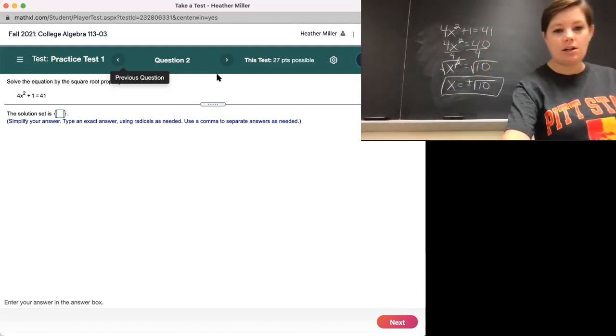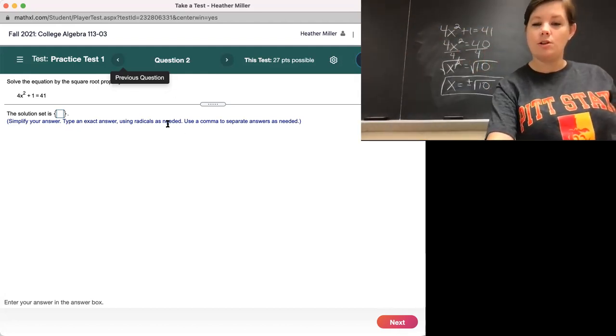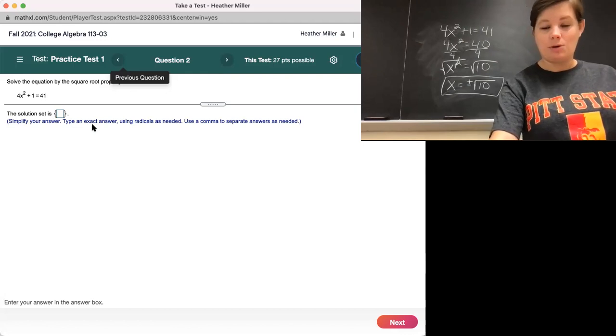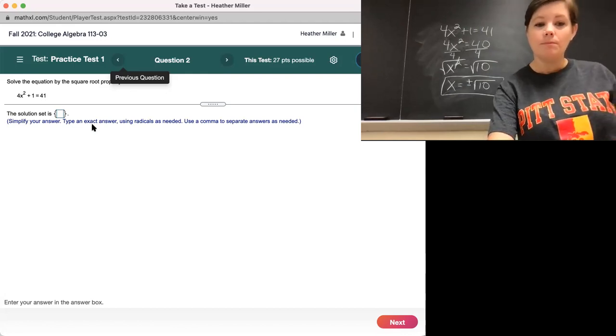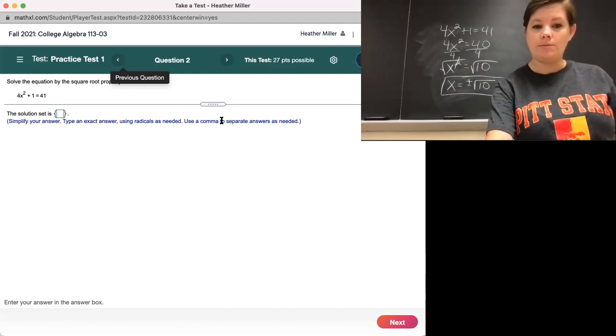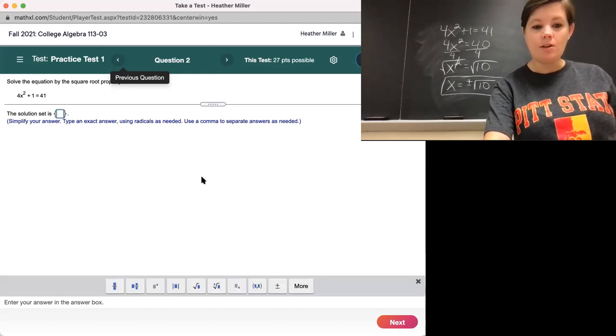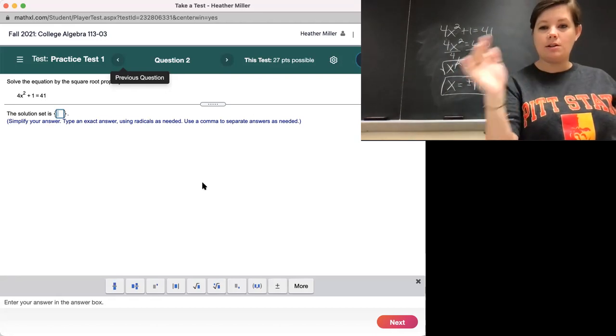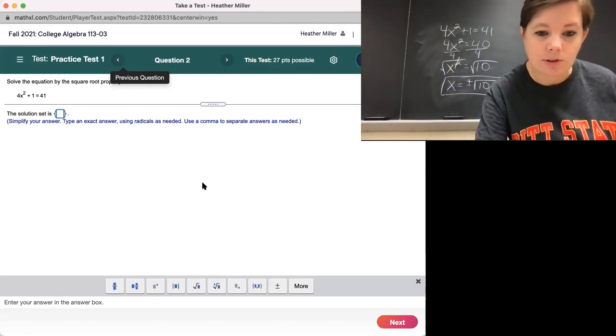Notice again that there is little blue words under your answers, and that helps you to know how to type it in. It says type the exact answer, so it doesn't want a decimal representation of the square root of 10, using the radical, and use commas to separate. So it doesn't want you to put plus or minus. It wants you to have square root of 10, comma, or negative square root of 10.